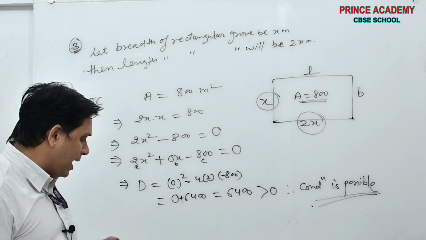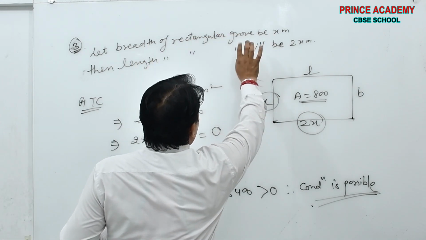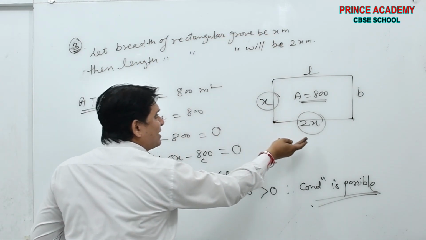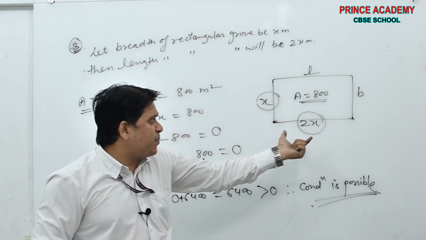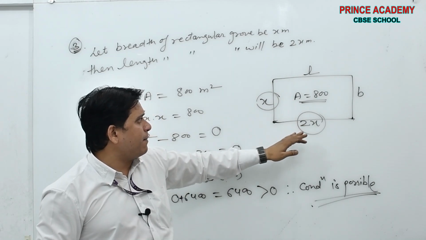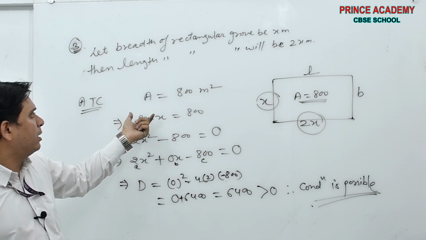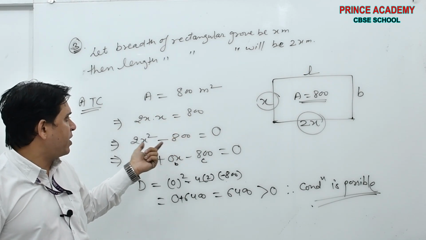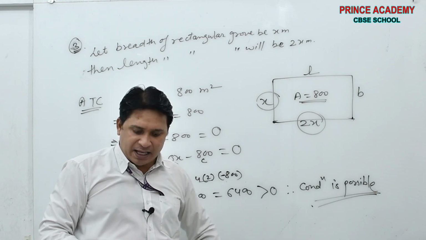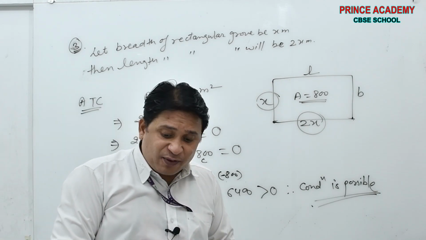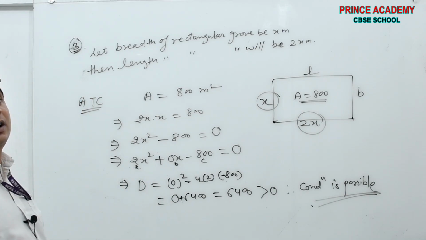That's why. See beta, it was very simple sum. Length and breadth relation was given. Length was double of breadth. We considered breadth as x. Length became 2x. Area became L into B, 2x into x, 2x square. And it was 800 given. We compared and made the standard. And then we got D greater than 0. Yes. If it is real, find value of x, length and breadth.